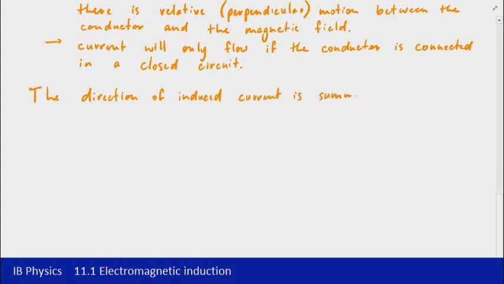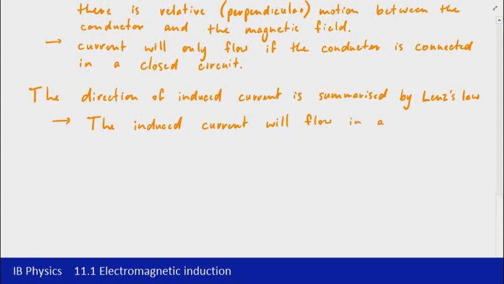Now, the statement that I'm going to write here is actually a fairly simple way of stating this law. There's actually quite a lot to it, and we'll go through that in more detail as we continue to develop these ideas. The induced current will flow in a direction such that it opposes the change that caused it.